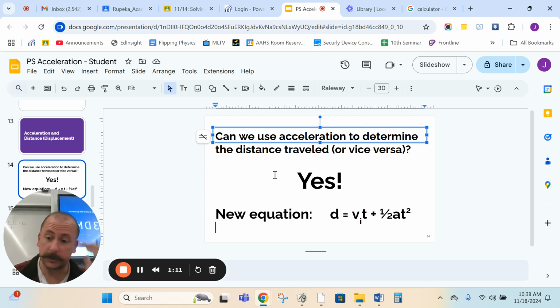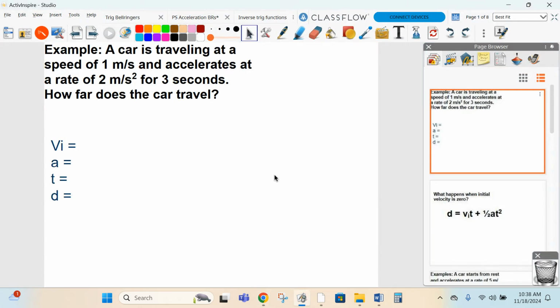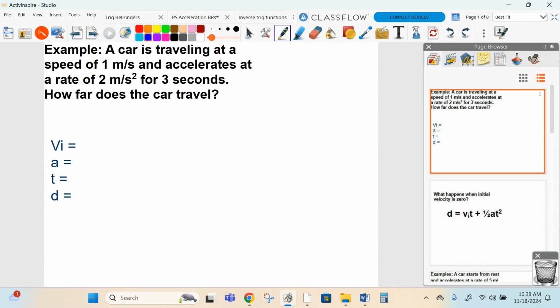So we're going to go ahead and go over to the example problems. We'll work those out and how to use this equation. So it says that a car is traveling at a speed of 1 meter per second. That is our initial velocity, 1 meter per second. It accelerates at a rate of 2 meters per second squared for 3 seconds. Meters per second squared, the only thing that we use this unit for is for acceleration. And it takes 3 seconds. Seconds measures our time. How far does the car travel?